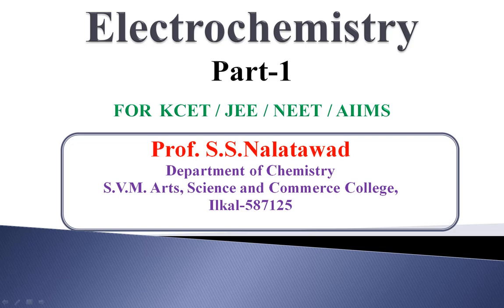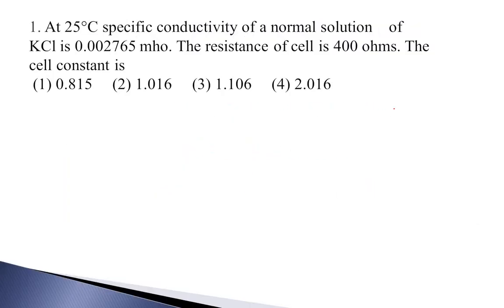electrochemistry. Now we have the question: at 25 degrees Celsius, the specific conductivity of a normal solution of KCl is 0.002765 mho. The resistance of the cell is 400 ohms. The cell constant is... Here we have to calculate the cell constant.